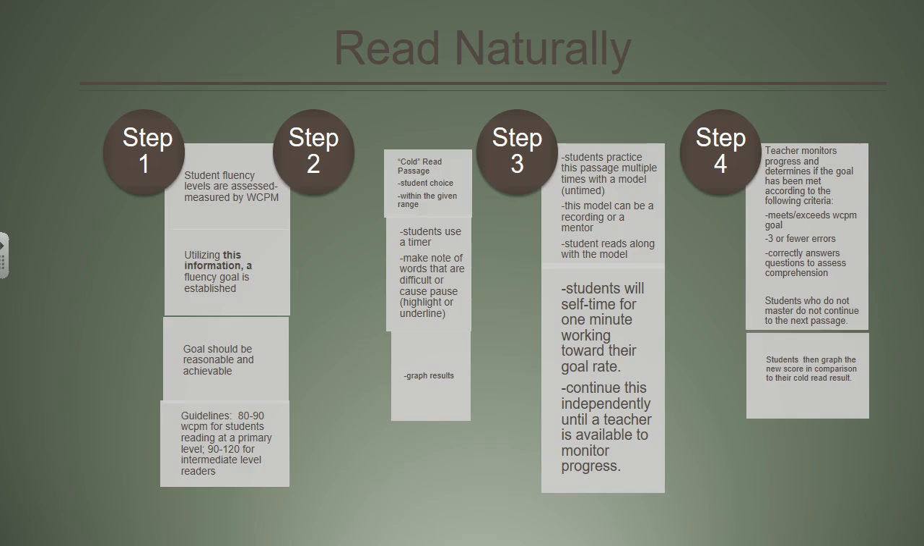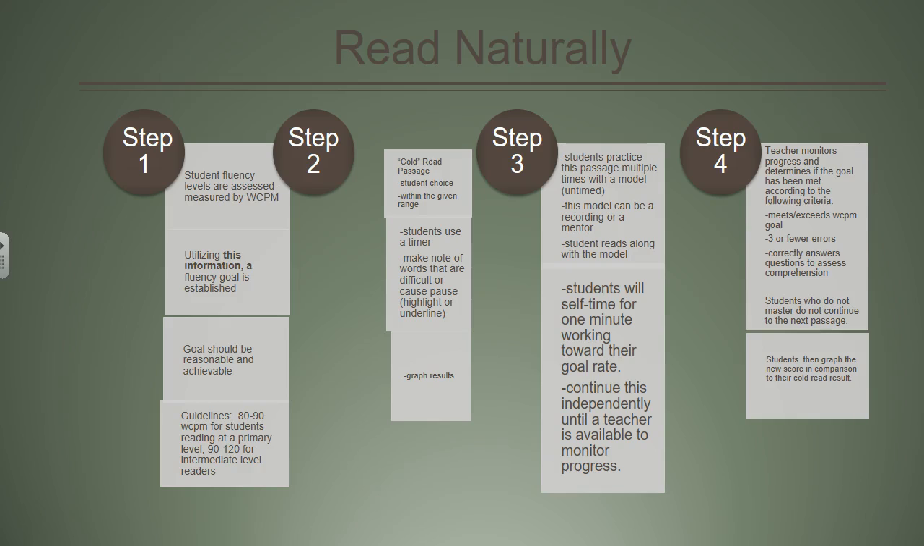The first step is that students will read a cold passage, which means that they haven't been exposed to this passage at all. It's within their given range, and they have some choice in the passage. Students will use a timer. They'll make note of words that they find difficult. They can highlight or underline these and graph their beginning results. The next step, students continue practicing multiple times. This time not timed, this is simply practice.